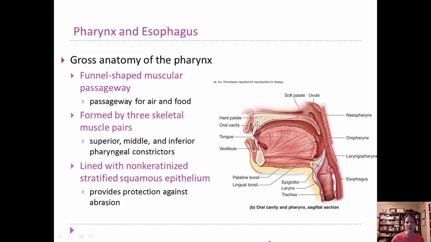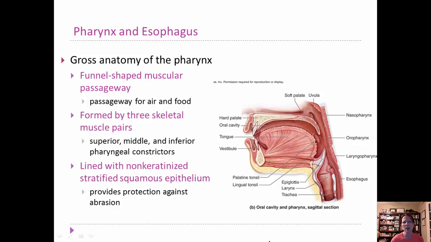So take a look quickly at the pharynx. Again, this is going to be that shared organ with the respiratory system. It is going to be a passageway for food and liquids, but also air. So it is a muscular passageway. It's going to have stratified squamous epithelium because we still need protection there against any abrasions that we are about to swallow.